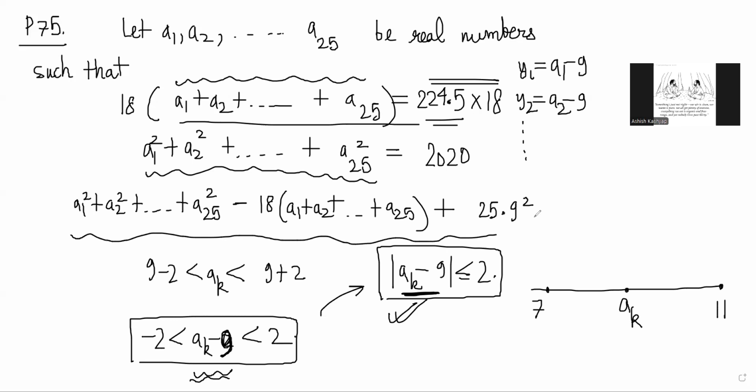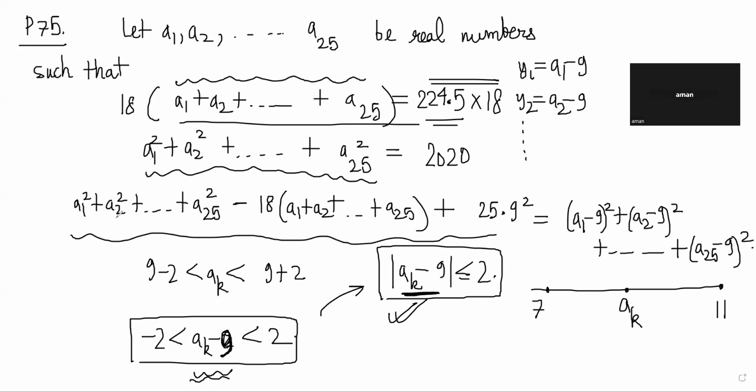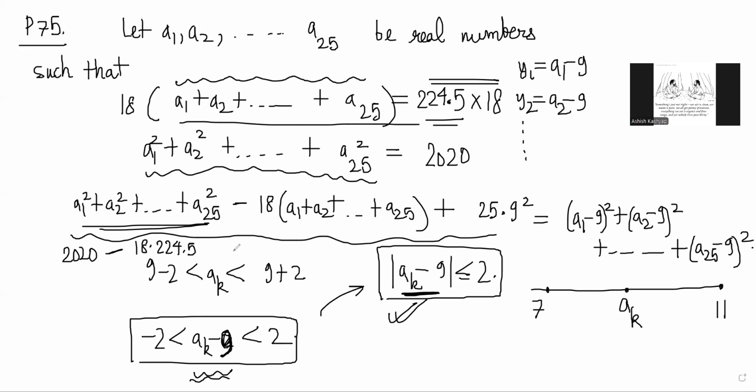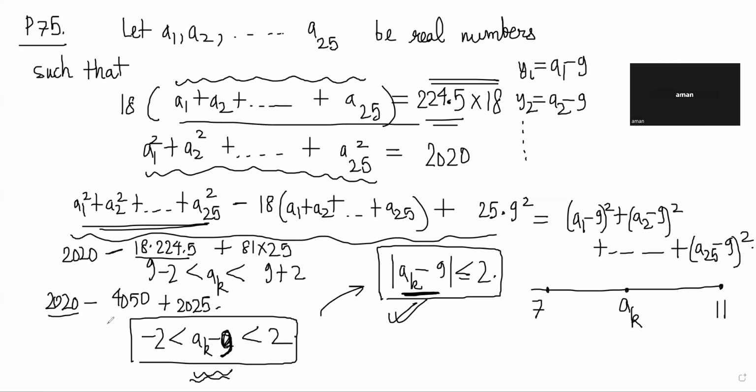This term will be equal to the sum of the squares, right? I hope everyone is understanding what I'm saying. Yes sir. So yes, this part is 2020 minus 18 times 224.5 plus 81 times 25. So let's evaluate and see what comes. If you evaluate, it will come to 4050 I think, and 2020 minus 4050 and plus this is coming out to be 2025. So look, 4045 minus 4050, is that coming? Look, it will be minus 9, sorry plus 9, 4041 is coming.